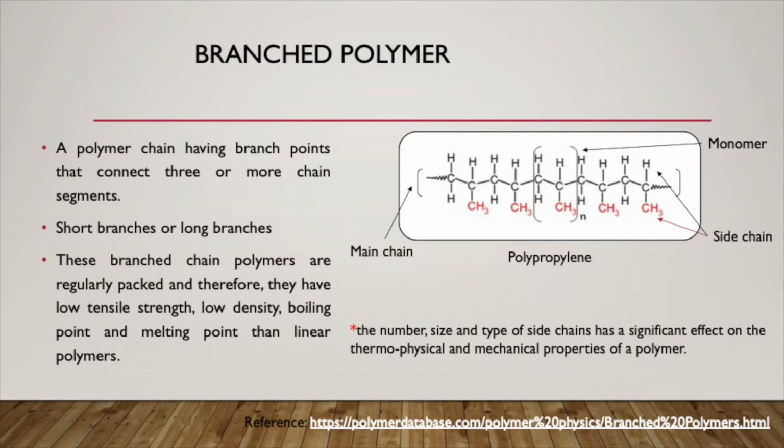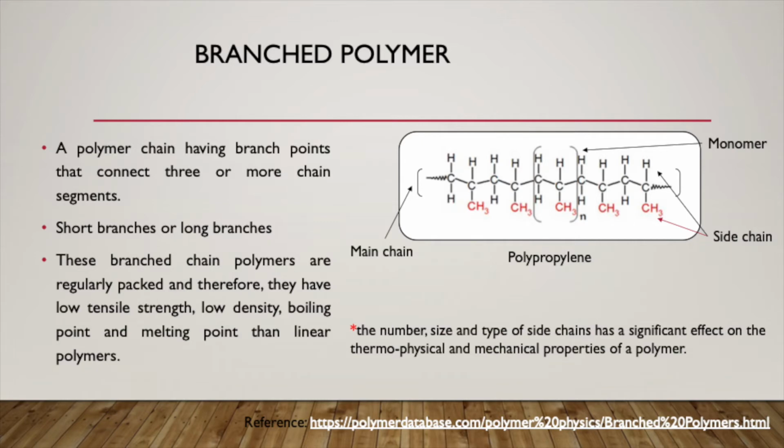Next, I am going to explain the branched polymer. A branched polymer is a polymer chain having branch points that connect three or more chain segments. It can have short branches or long branches. These branches are known as side chains and can also be very long groups of repeating structures. One example of a branched polymer is polypropylene, shown in the figure.